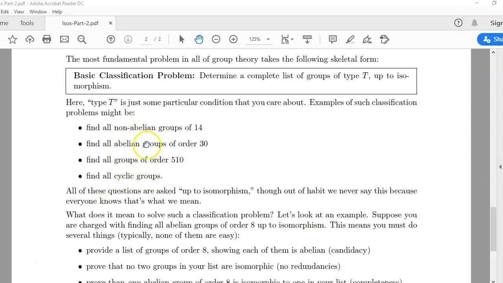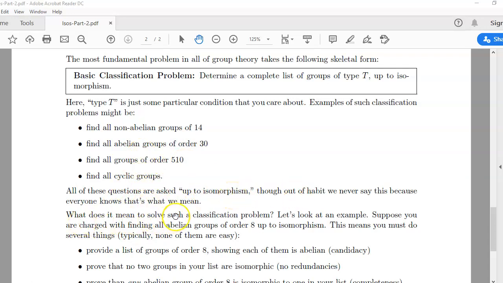And these are examples of the basic classification problem. Find all cyclic groups up to isomorphism. So the type would be cyclic groups. Here, the type would be non-abelian order 14. Here, the type would be abelian order 30. Here, the type would be order 510, which is the size of your group, right? And so we want to solve such questions up to isomorphism, okay?